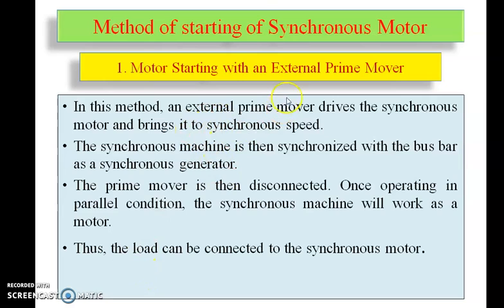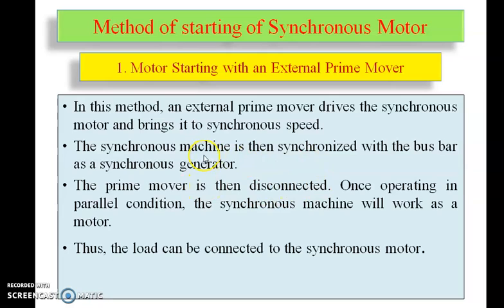Here, at first, as we know that a synchronous motor is not self-starting, so at first the motor is started with the help of an external prime mover. Connect the external prime mover, by direct coupling, and just run the motor up to the synchronous speed. Once the machine is at synchronous speed, the synchronous machine is then synchronized with the bus bar as a synchronous generator, connected in parallel. The prime mover is then disconnected.